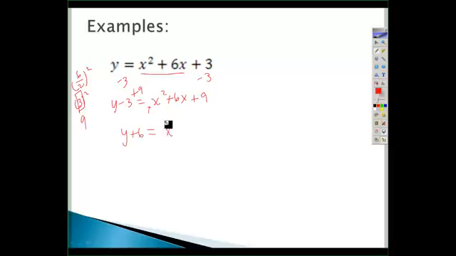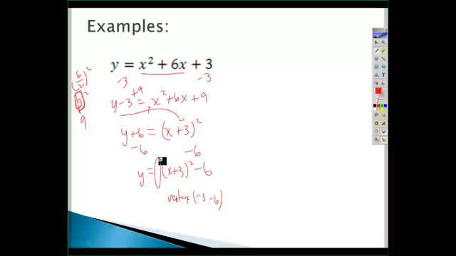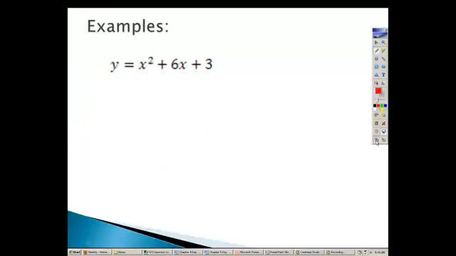y plus 6 equals (x plus 3) quantity squared. As you can see, this 3 came back and it went right in the parentheses. From there, we're not solving anything. We're just writing in vertex form. We can subtract 6 from both sides. y equals (x plus 3) quantity squared minus 6. So let's talk about what this quadratic would look like. It'd be a vertex at (negative 3, negative 6). This a value is positive, which tells me it opens up. So we can get a lot of information from having an equation in vertex form.